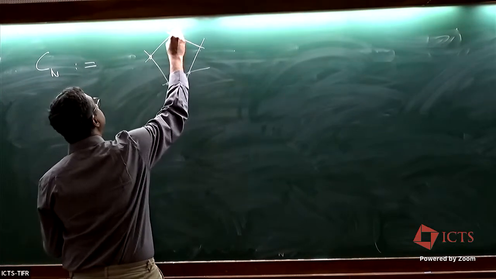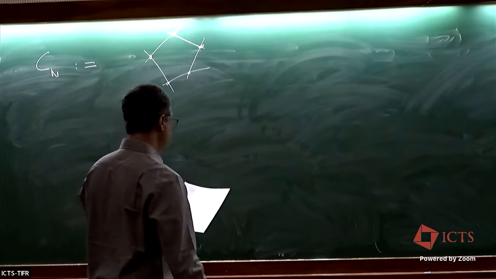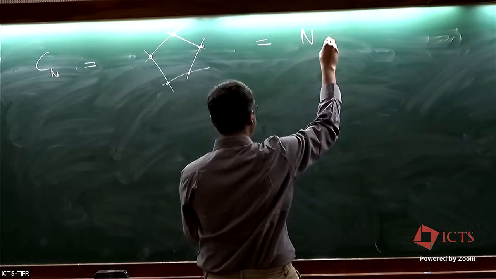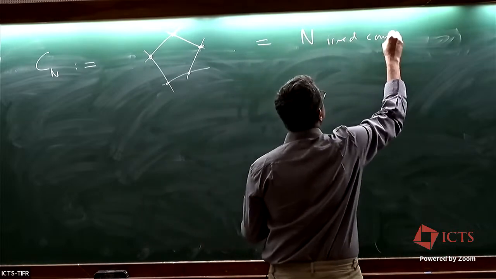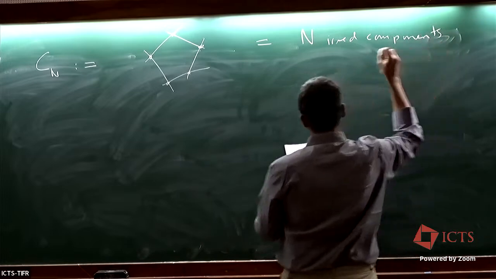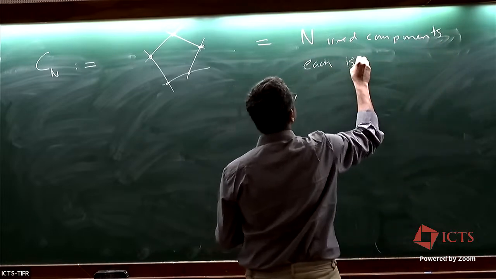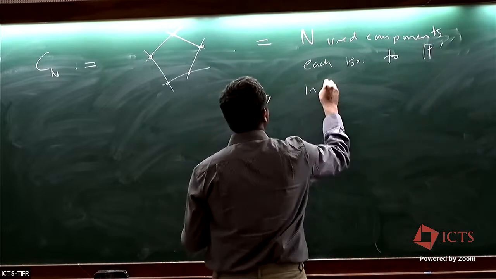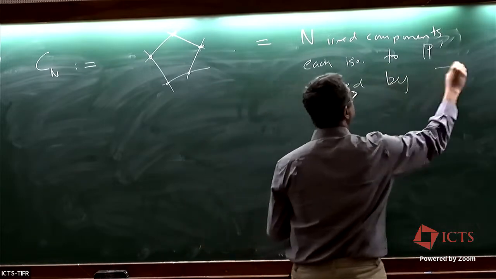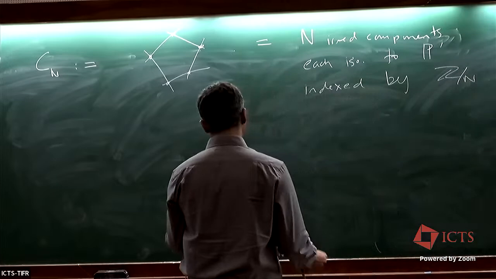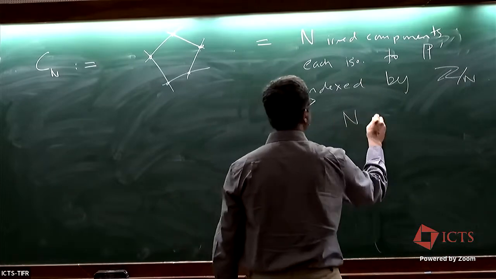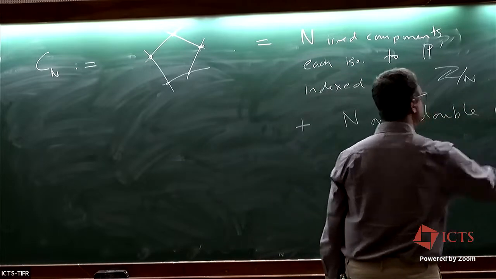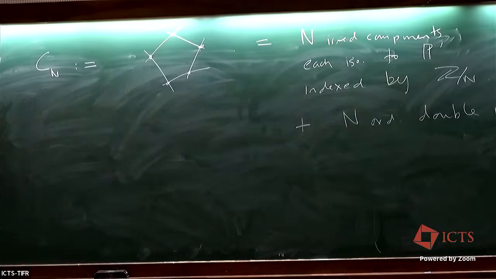Here you have some singularities. So it's basically a disjoint, I mean, it's not a disjoint union, it's a union of P1s. So n irreducible components, each isomorphic to P1. And they're glued together, so they're indexed by Z mod n, plus n ordinary double points. Actually I don't know what the word ordinary means. Think about that, but just write it.